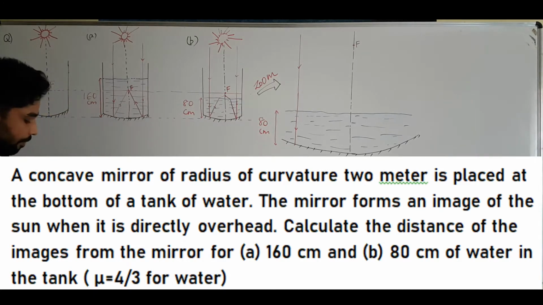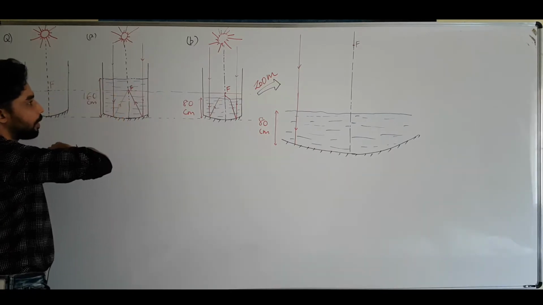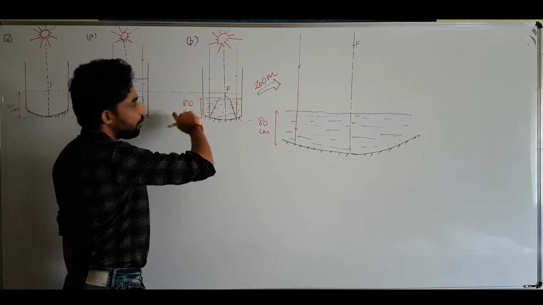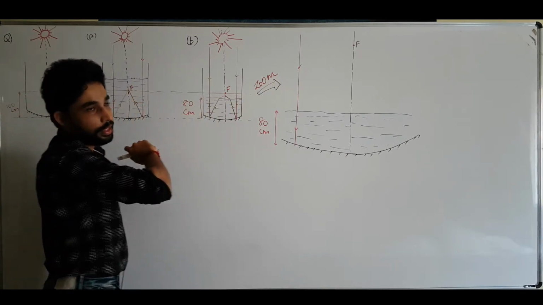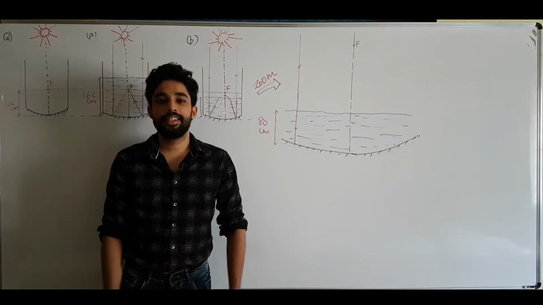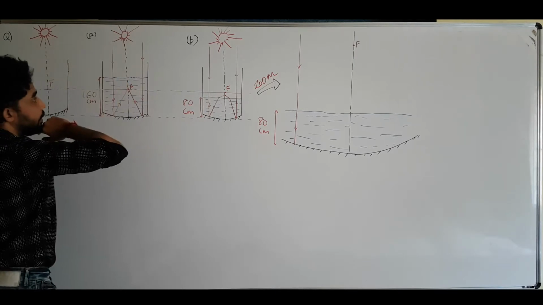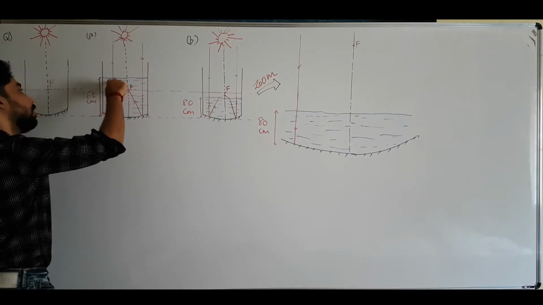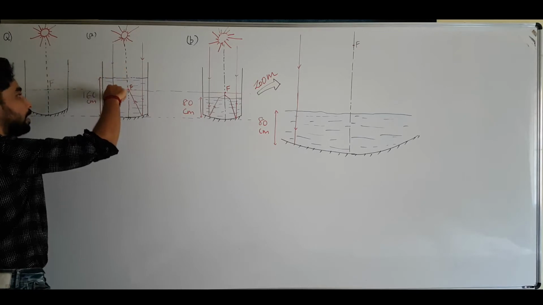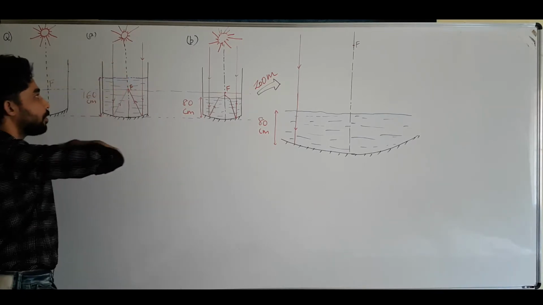So two cases they have given for 160 centimeter and 80 centimeter of water. First case they are filling the tank with 160 centimeter of water, and in second case they are filling the tank with 80 centimeter of water. So in those cases we need to figure out the image distance. The first case is very easy and direct, that is the rays are coming parallel like this, and once it enters the water also it will go parallel like this. It won't undergo any bending because angle of incidence here is 0, so angle of refraction also should be 0.